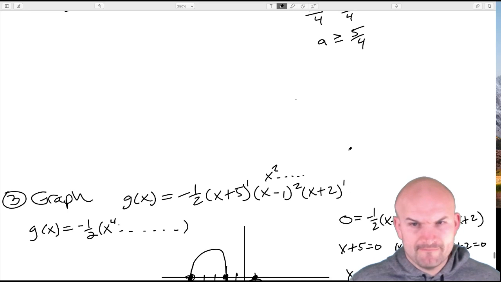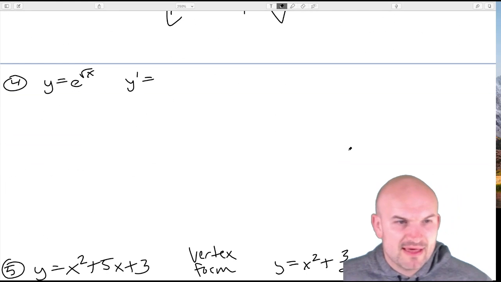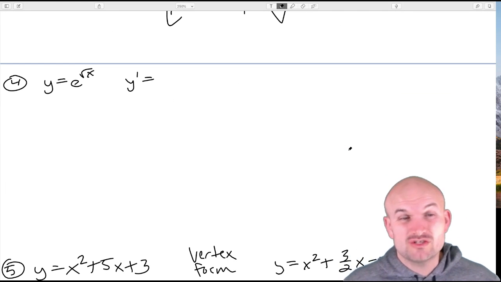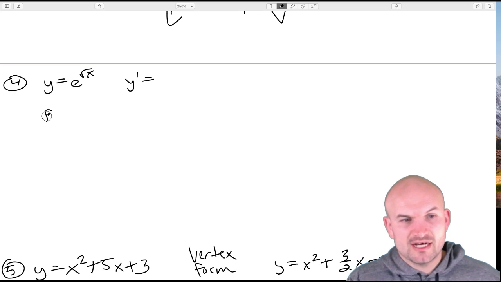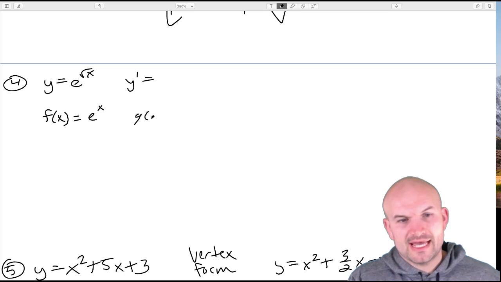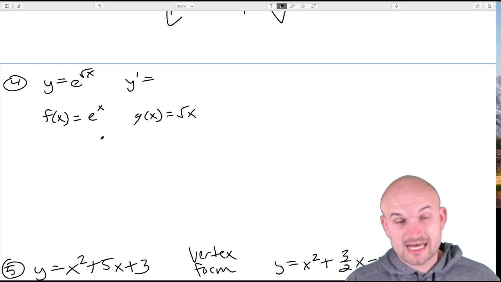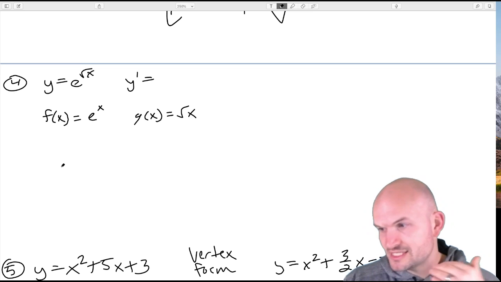All right, so let's go ahead and just continue on. In the next example, I have y equals e to the square root of x. So notice that we have a function inside of a function, right? So we can think of this as two functions, f of x as e to the x and g of x as square root of x, okay? So technically we have the g of x function plugged into the f of x function. So this is the composition, right? We have one function plugged into another function.